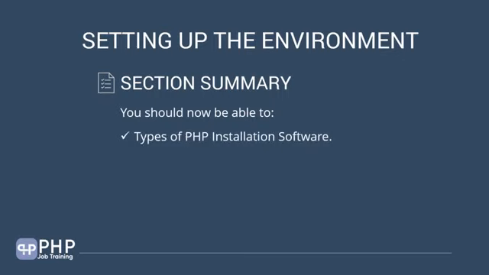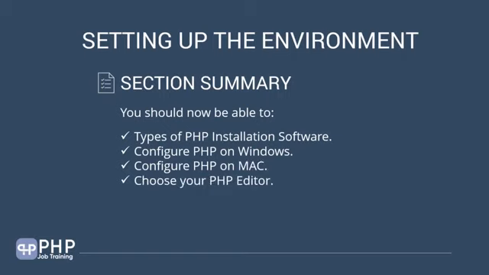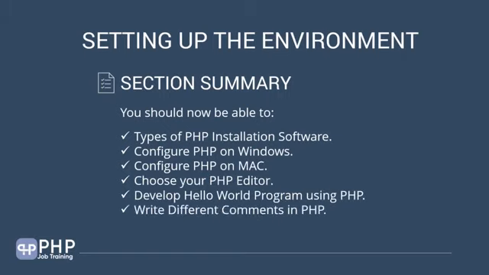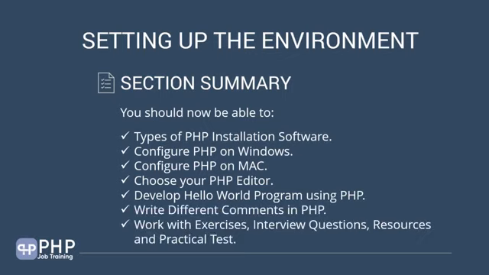Okay, so let's do a quick summary again on the objectives that we have seen previously. The first thing is the types of installation software we have seen. So you should be able to define the types of installation software. You should be able to configure PHP on Windows and Mac, and also choose your PHP editor. And then you should be able to develop your own hello world program and write some comments in it.